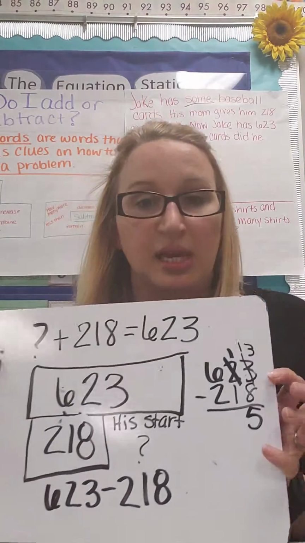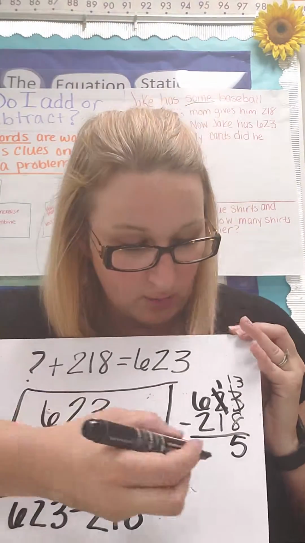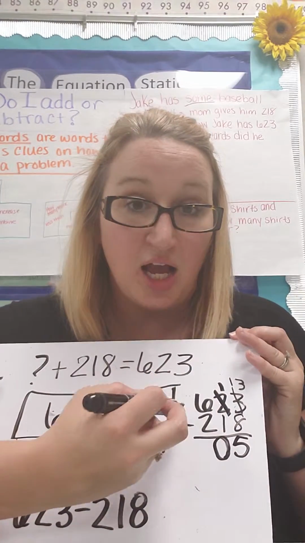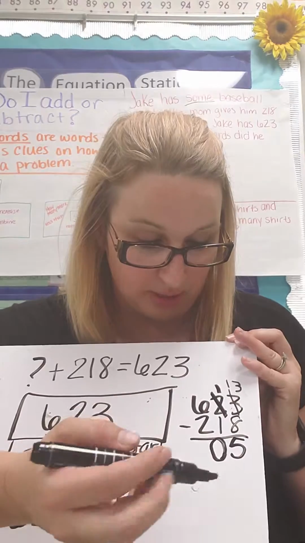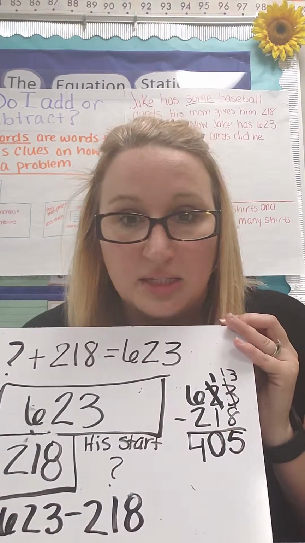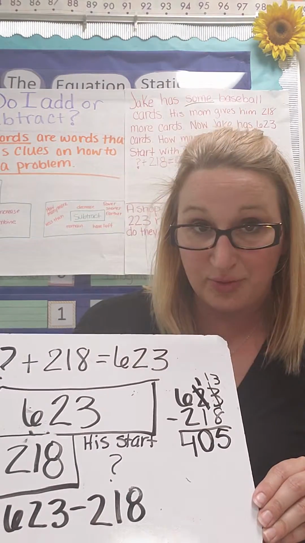All right, so then I have 110, and if I take that 110 away, I know that it gets me 0. And 6 hundreds minus 2 hundreds is going to be 4 hundreds. So my answer is, well, he started with 405.